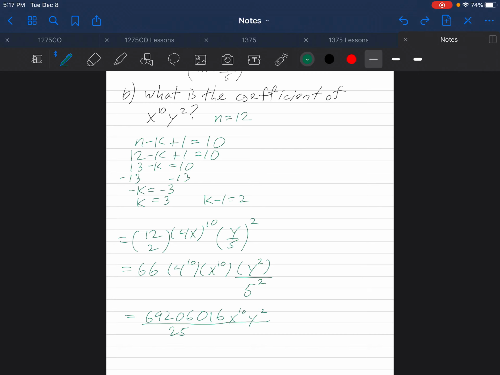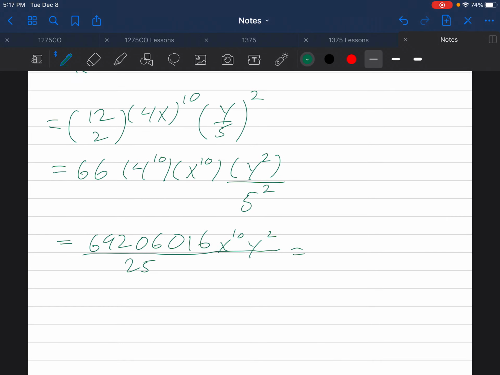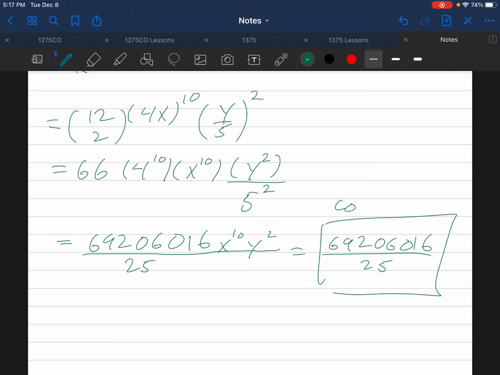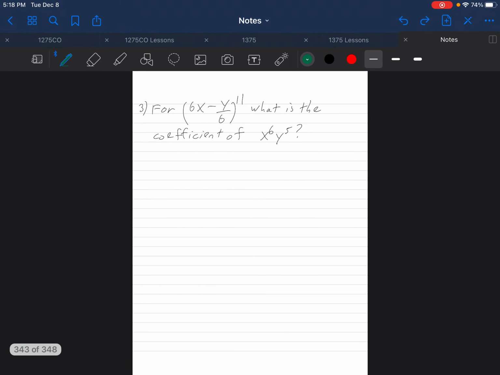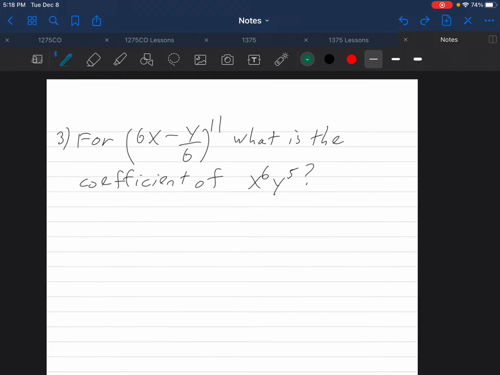So again, this problem is asking simply for the coefficient. So then your answer is just 692,060,16 divided by 25. With the x to the 10th and y squared attached, that's the entire term. But this number here is just the coefficient. So let's look at one more.